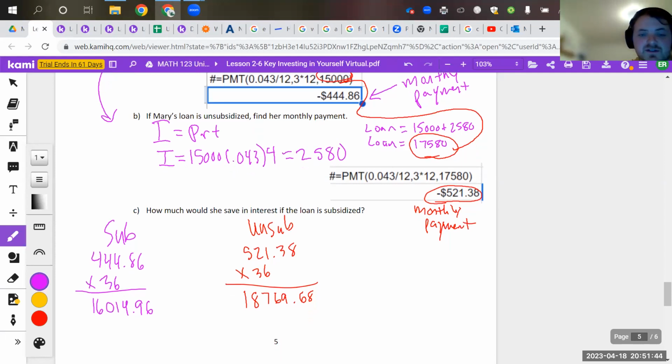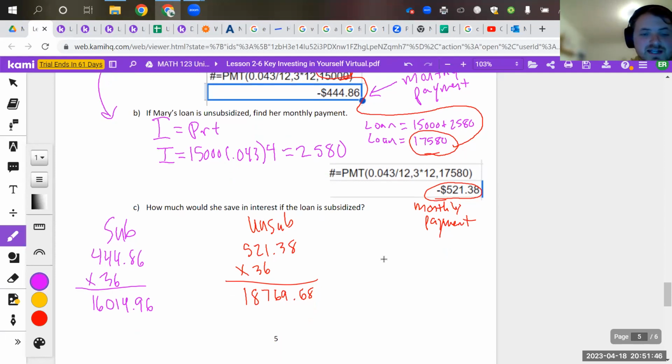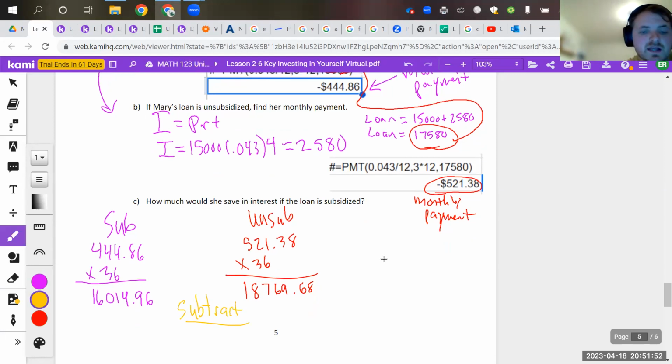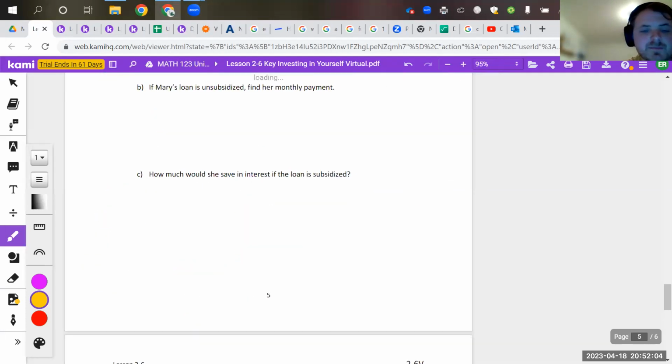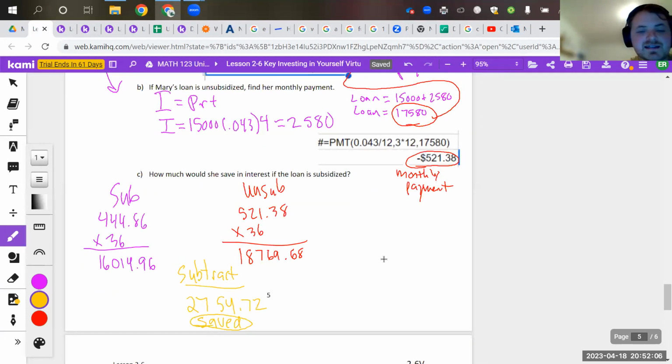So the difference, how much does she save? She has to subtract these. And when you subtract those, she gets 2,754.72. That's how much she would have saved during college if she would have gotten a subsidized loan.